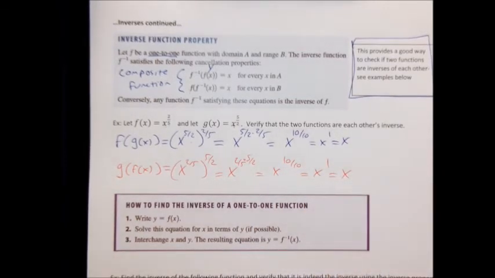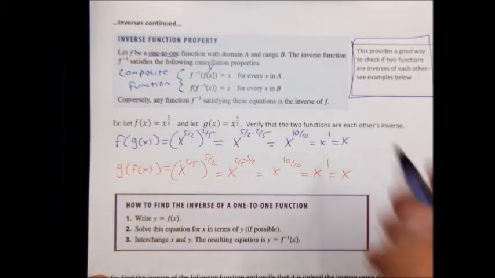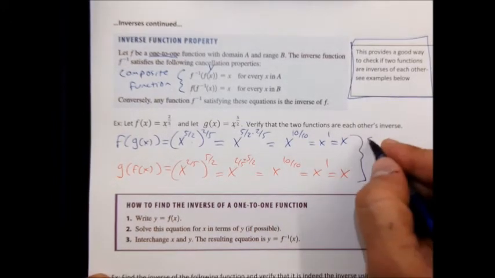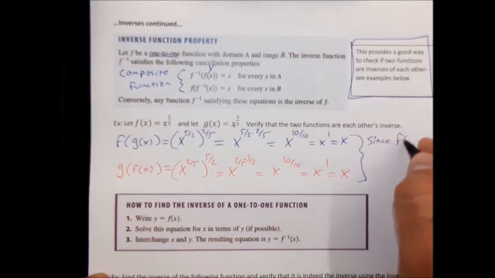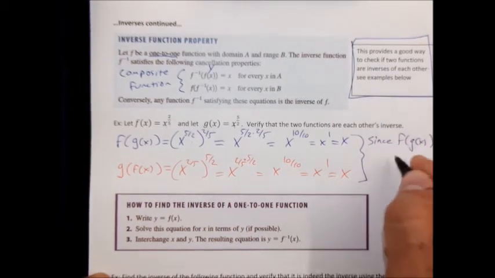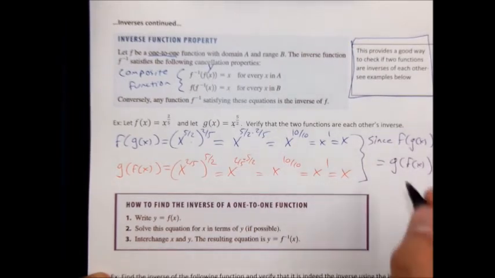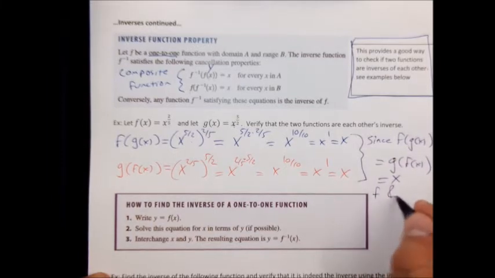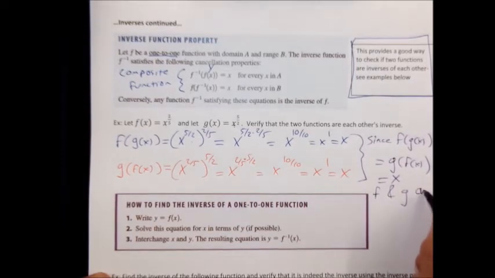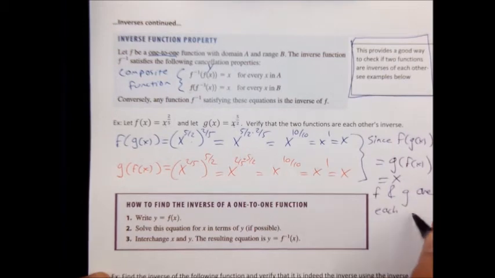And so this is an indication, this is proof that these are each other's inverse. Since we plug them into each other, so f of g of x equals g of f of x, and it equals x, that means that by the inverse function property, f and g are each other's inverse.